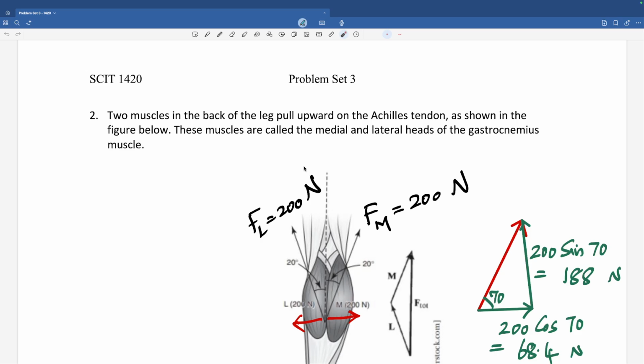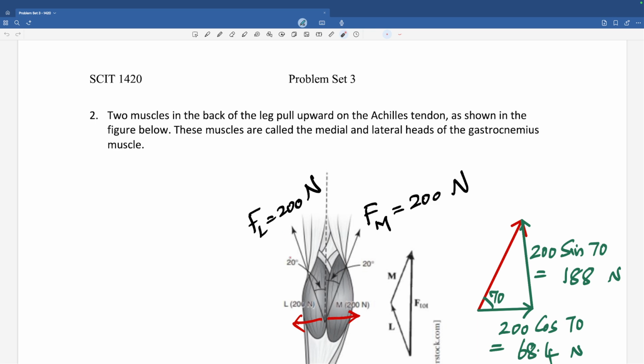So 2 muscles in the back of the leg pull upward on the Achilles tendon as shown in the figure. Now these muscles are called the M and the L heads. Okay, so we just need to label them. So you see the F sub M, and that's applying 200 newtons. It's given here. So you have the 200 newtons here.